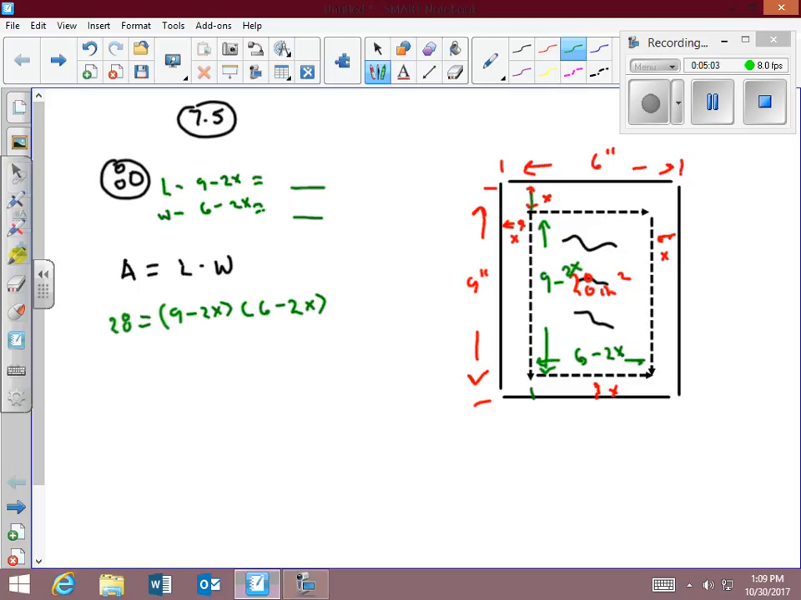So now what you do is you use your algorithm and you expand this equation right here. So it's going to be 28, and you'll FOIL the right-hand side. I can just go ahead and FOIL it the way it is. It's going to be the first terms times each other. 6 times 9 is what? 54. Then the outside is a minus 18x. And the inside is a minus 12x. And the last terms is a plus 4x squared.